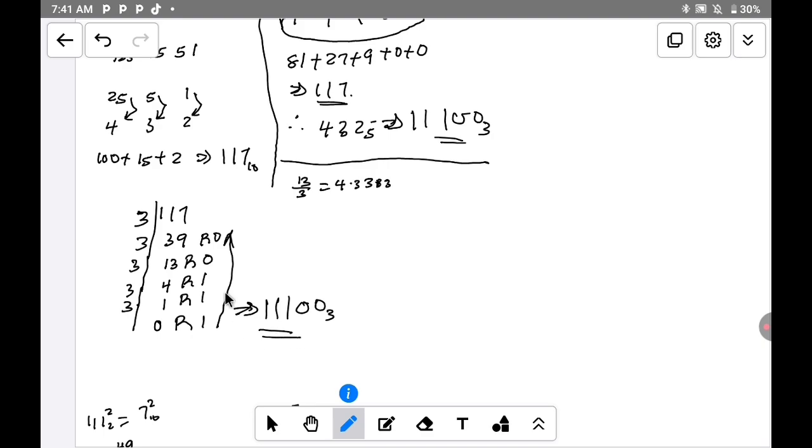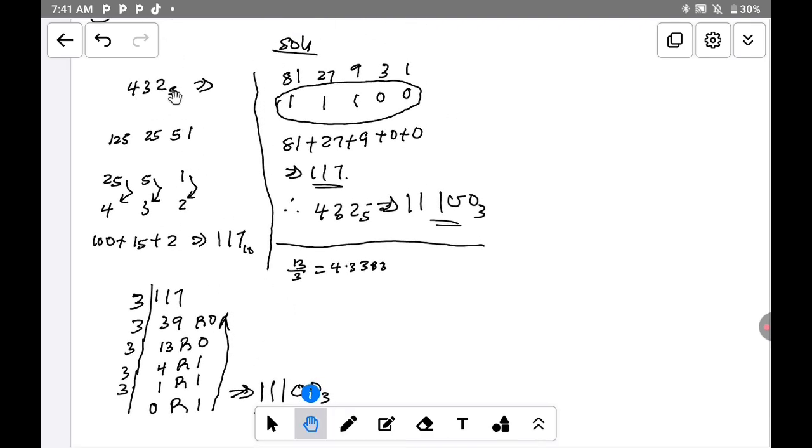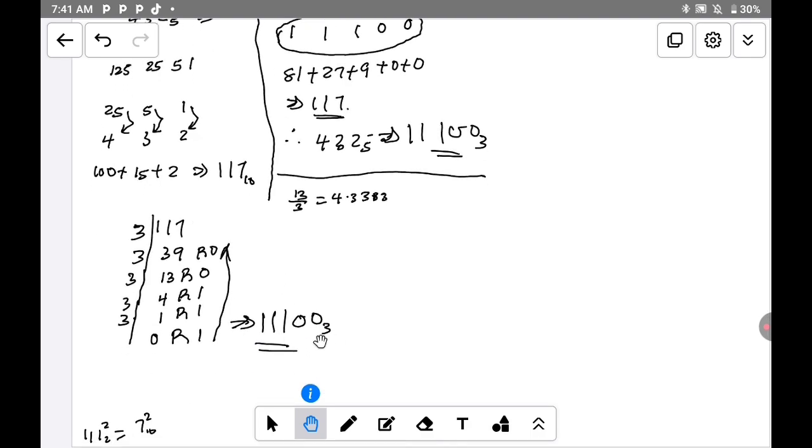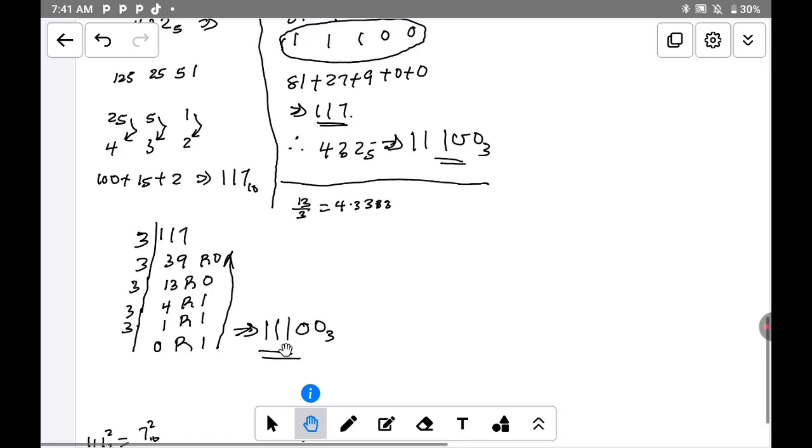So when you are converting this one to base 3, this is what we get. Therefore, when you are converting from 432 in base 5, this is what we get in base 3. That is just the simple way to solve it. If you want to use the other method, you can use it to solve it. You can see that we get the same answer. This and this are the same answer.